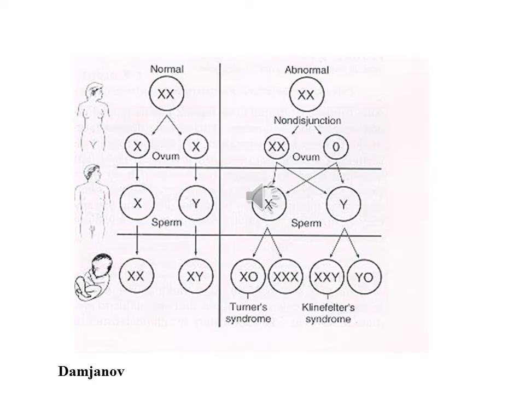This diagram is simply showing the possibilities of having Turner's or Klinefelter syndrome. On the left side of the chart, we see normal meiosis occurring. On the right side, we see non-disjunction that occurs in the ovum. When the ovum that is the result of non-disjunction joins with a normal sperm cell, you can see the 4 possible outcomes.